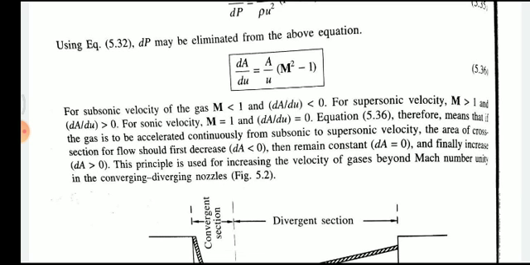So equation 5.36 therefore means that if the gas is to be accelerated continuously from subsonic to supersonic velocity, the area of cross section for the flow should first decrease.